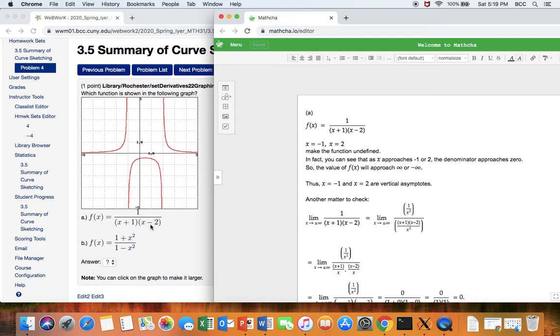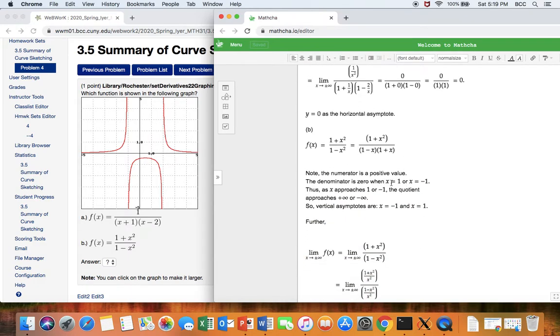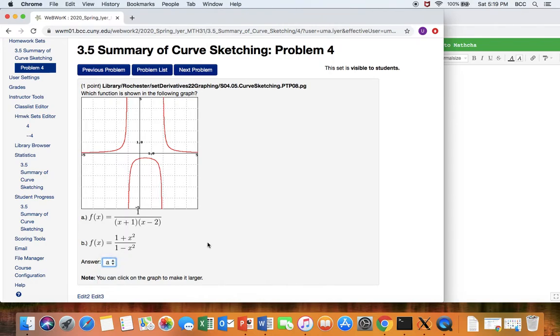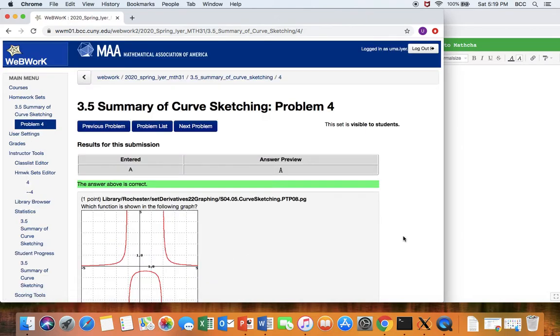So it's A. The horizontal asymptote is 0, that turns out to be correct. And vertical asymptotes are negative 1 and 2, that turns out to be correct. For B, vertical asymptotes are at negative 1 and 1, and the horizontal asymptote is at negative 1. So A is the correct answer. Simply looking at the horizontal and vertical asymptotes, you can make this judgment. All right. Until next problem.